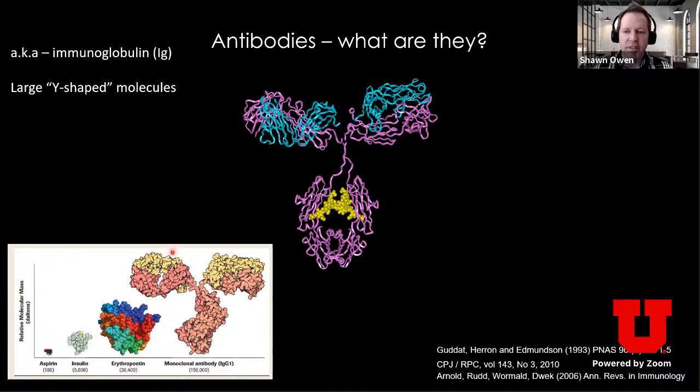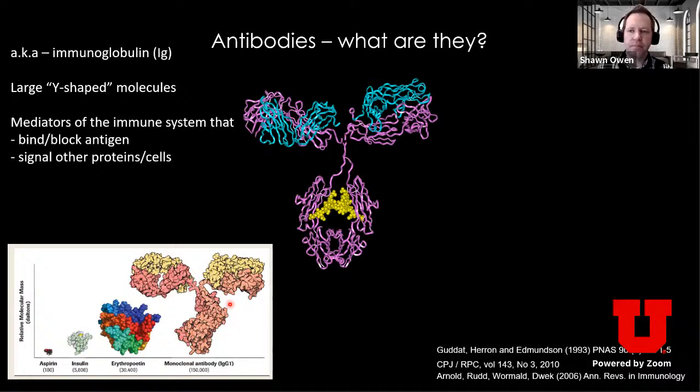And so I have to stop and be amazed for a second, because if the body is willing to put so much energy into creating such a large molecule, it's got to be important. Antibodies are the mediators of the immune system, and their main function is to bind and block antigens. I'll go into more detail about the difference between an antibody and an antigen in a minute. But the other main function is that antibodies signal other proteins and cells to help with their different mechanisms.